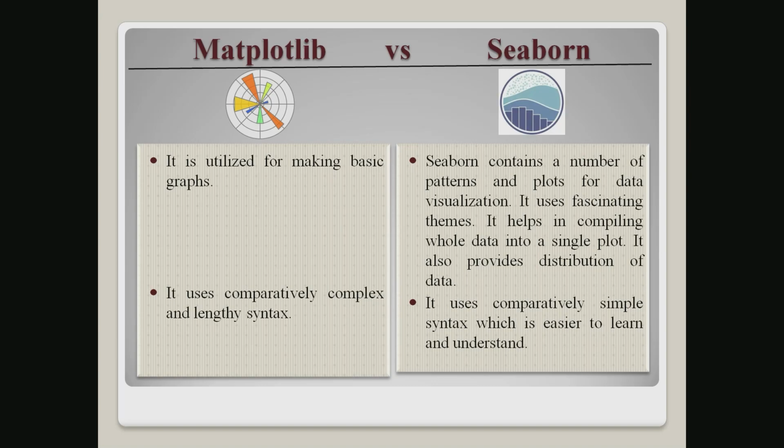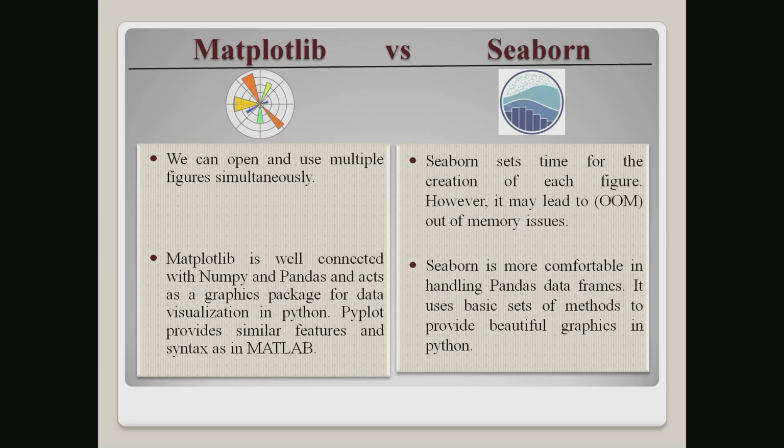Next, Matplotlib has complex and lengthy syntax, whereas compared to it, Seaborn is easier to learn and understand, and it has simple syntax. In Matplotlib we can open and use multiple figures simultaneously, but Seaborn sets time for the creation of each figure, so a single figure can be created in Seaborn.